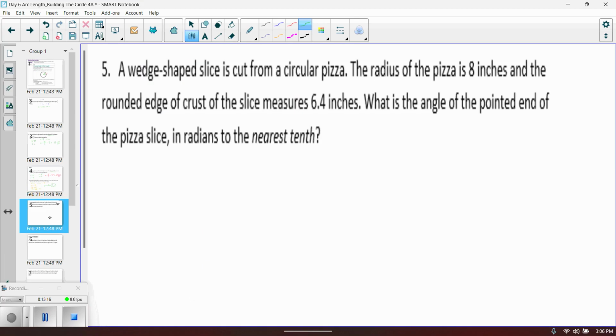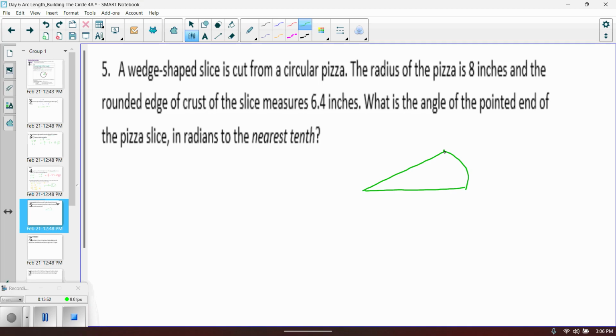All right, a wedge-shaped slice is cut from a circular pizza. So just a normal cut of a pizza. The radius of the pizza is 8 inches, and the rounded edge of the crust of the slice measures 6.4 inches. All right, so let's just sketch what that is. So you've got the radius of the pizza. We're going to draw ourselves a nice little slice of pizza here. That was horrible. Try that again. There we go. Nice little slice of green pizza there.